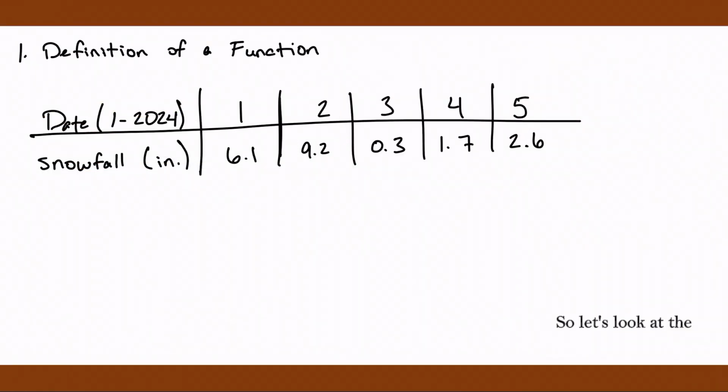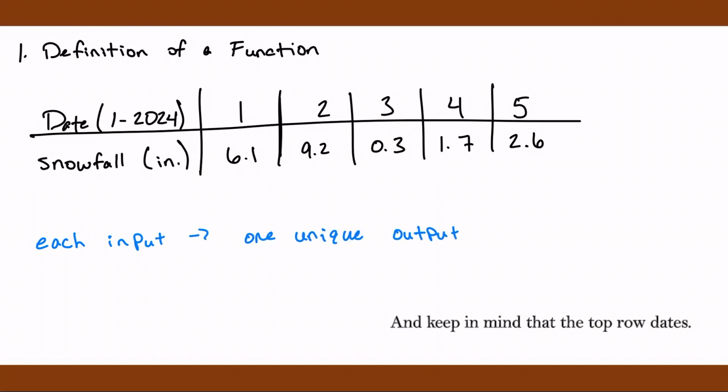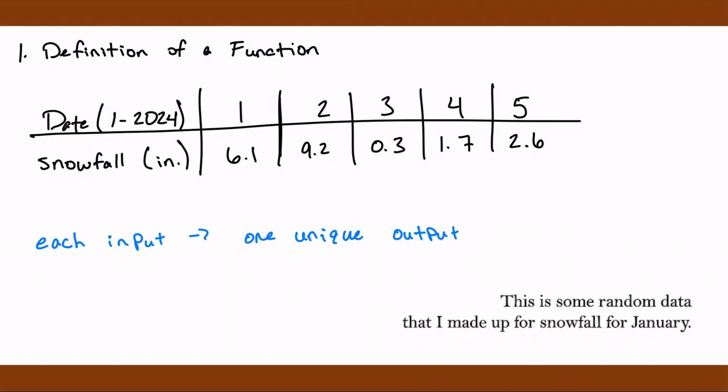So let's look at the first item in our pre-calculus review for this video, and it is the definition of a function, which simply means that each input has one unique output. So take a look at this data, and keep in mind that the top row, date, is some random data that I made up for snowfall for January. Units do matter, so the snowfall is in inches, but you should be okay with that part.